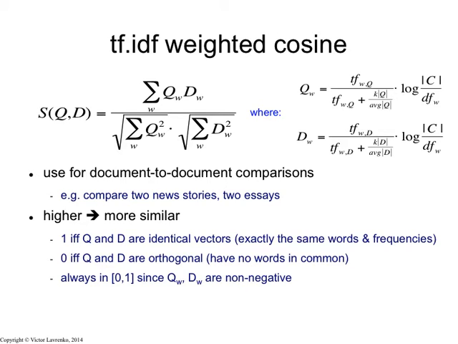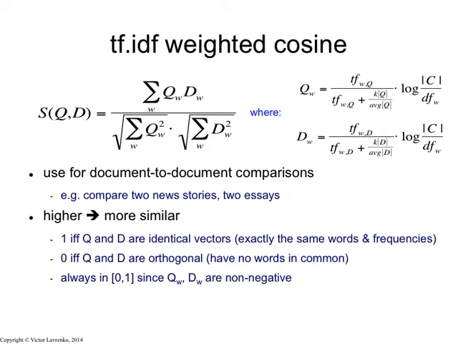We already talked about some basic properties. The higher this quantity, the more similar the two pieces of text are. The lowest possible value you can get is 0. You get a 0 only if the query and the document are completely perpendicular in the vector space, and what that means is no words in common. None of the query words occur in the document, and vice versa. So that's how you get a 0.